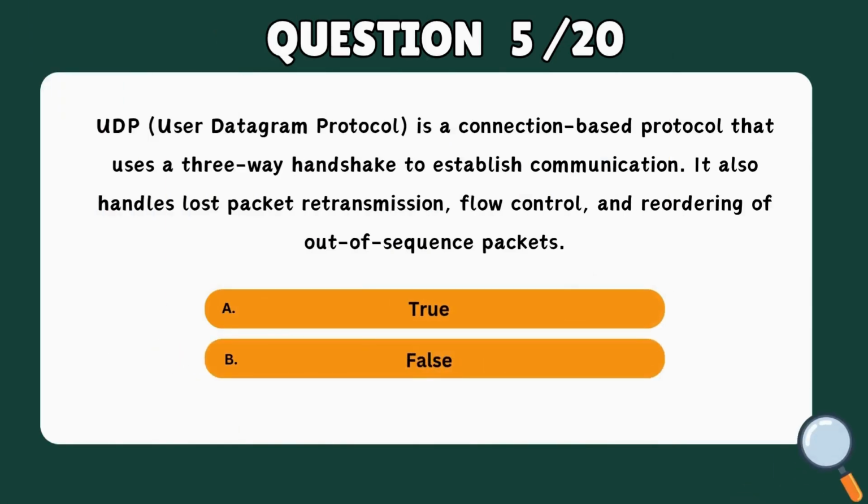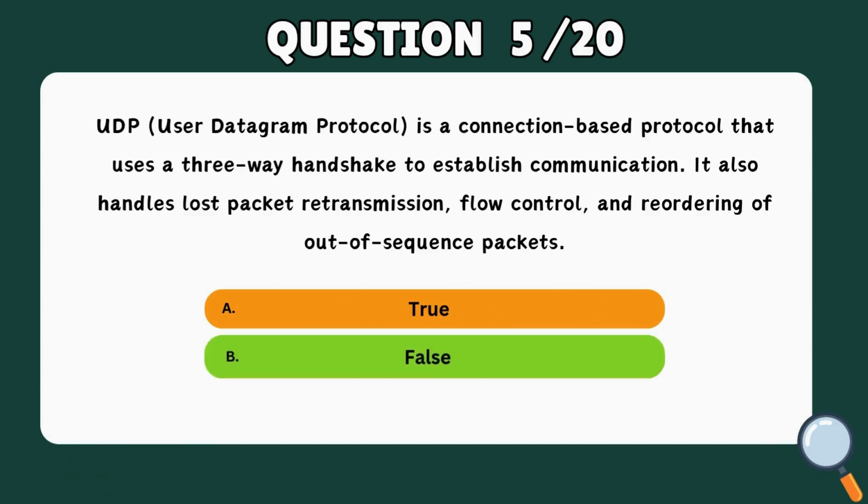Question 5. UDP, User Datagram Protocol, is a connection-based protocol that uses a three-way handshake to establish communication. It also handles lost packet retransmission, flow control, and reordering of out-of-sequence packets. A. True. B. False.